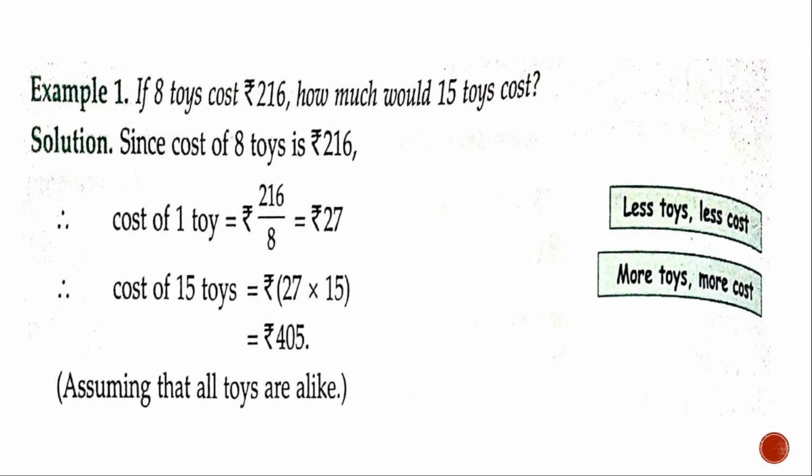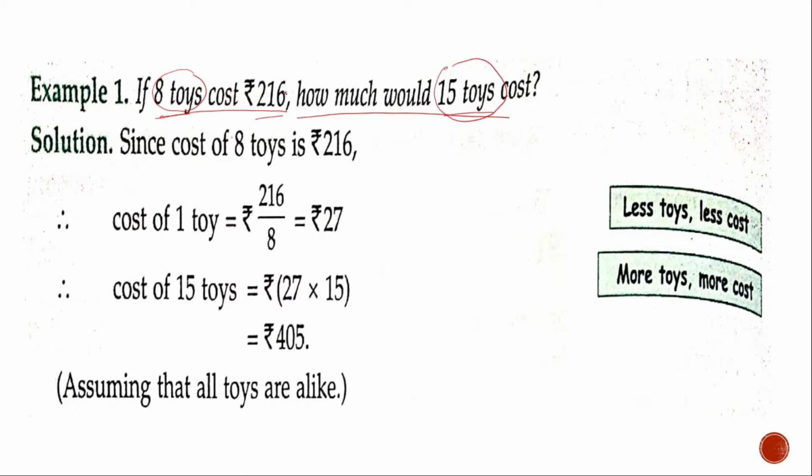Now let us solve some examples. Now this is a question. If 8 toys cost rupees 216, how many would 15 toys cost? Now in this question two parts are there. This one is the first part and this one is the second part. So we will see which quantity is given in both the parts. You can see toys is given in this part as well as in this part.